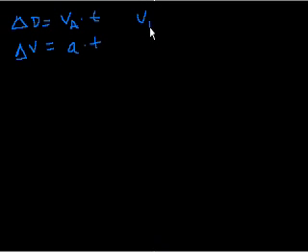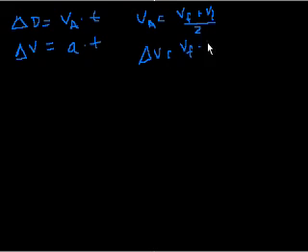Change in distance is equal to average velocity times time. And we know that change in velocity is equal to acceleration times time. We also know that average velocity is equal to the final velocity plus the initial velocity over 2. We know the change in velocity, of course, is equal to the final velocity minus the initial velocity.